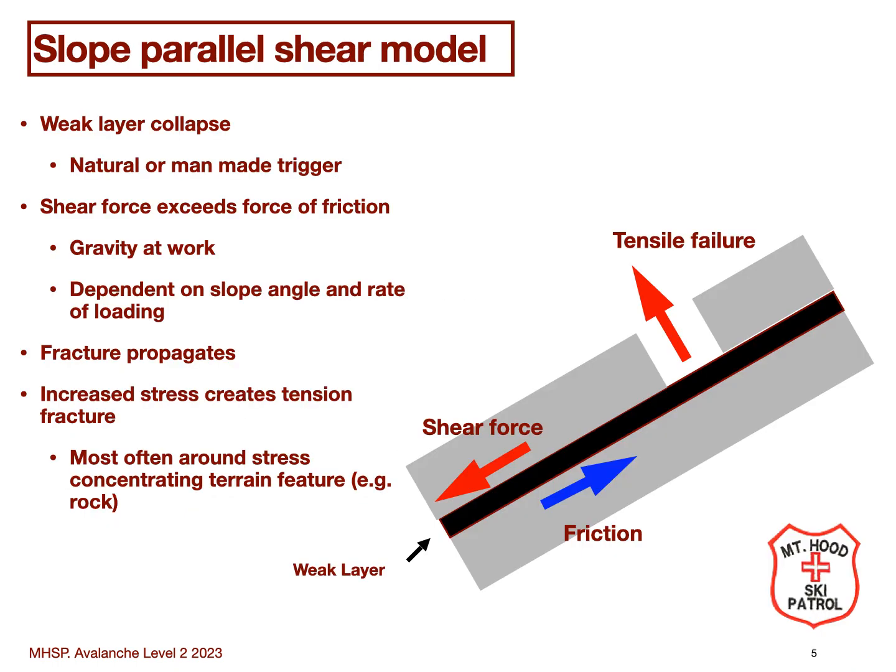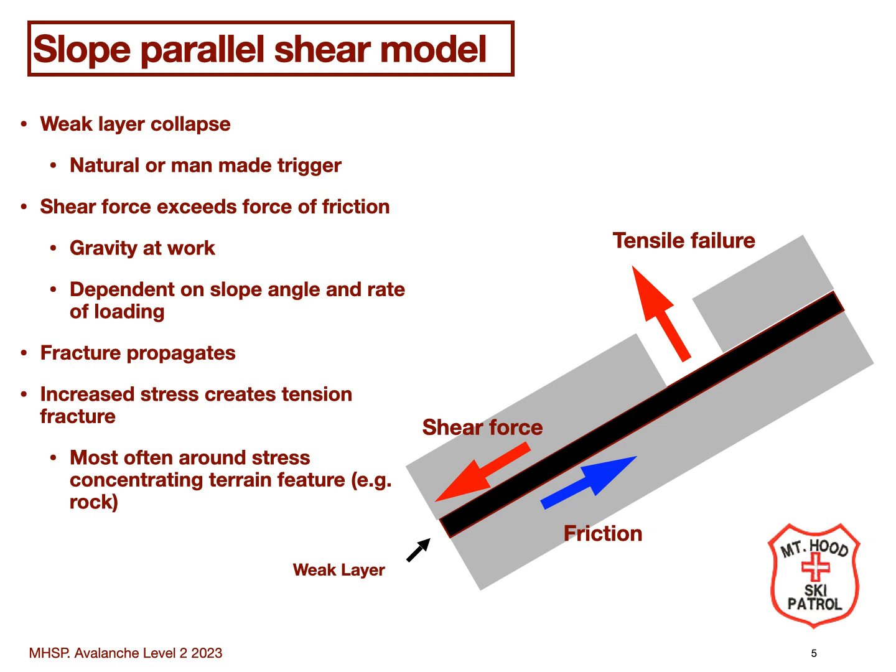So what determines if the initial crack propagates to a slope scale event and slides or stops after a few meters? There have been several models to attempt to explain this. The first we will look at is the slope parallel shear model. In this model, the weak layer collapses in response to a trigger event. The collapse of the weak layer results in a shear force between the consolidated layer and the base layer. If this shear force exceeds the force of friction holding the consolidated layer in place, the fracture propagates. At some point, the mass of the slab creates a tensile fracture that releases the slab and the avalanche happens.